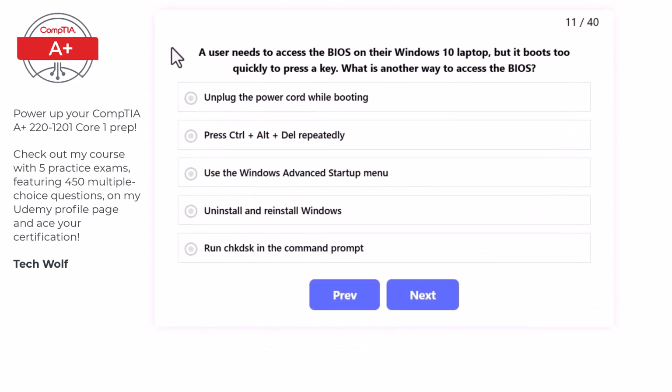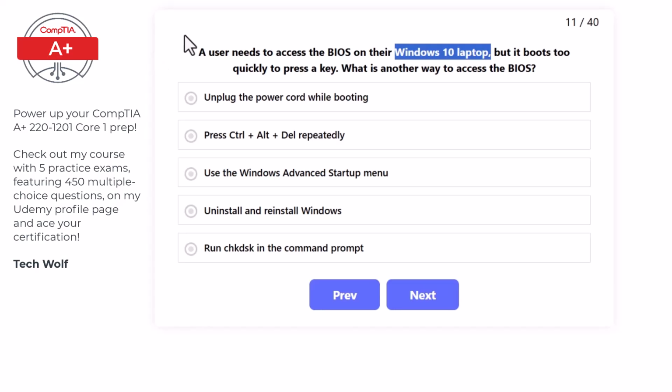And next question, a user needs to access the BIOS on their Windows 10 laptop, but it boots too quick to press a key. What is another way to access the BIOS? And by the way, for your CompTIA A+ Core 1 exam, you should know about Windows 7. As you can see in this question, it still refers back to Windows 10, so you should know about operating systems Windows 10 and Windows 11.